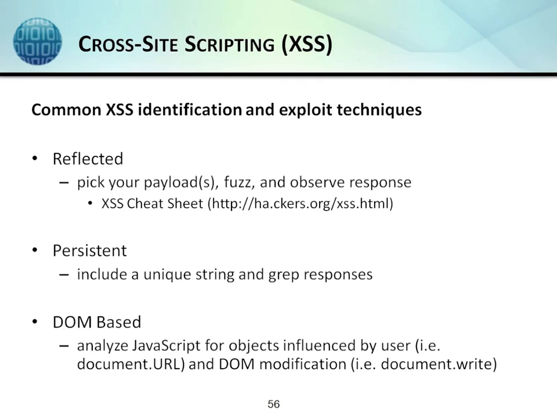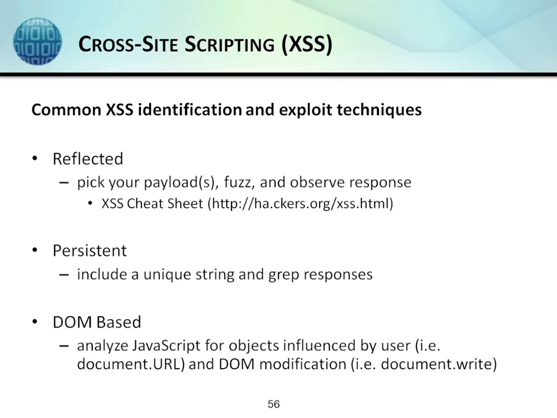Persistent. How do you go about testing for persistent cross-site scripting? There are a lot of different ways to do this. Because of the nature of persistent, the data enters on one page and gets rendered out on another page. So if you're injecting a very unique string, you could then go through all your responses and grep for that unique string that got injected on the page where the data entered the application.